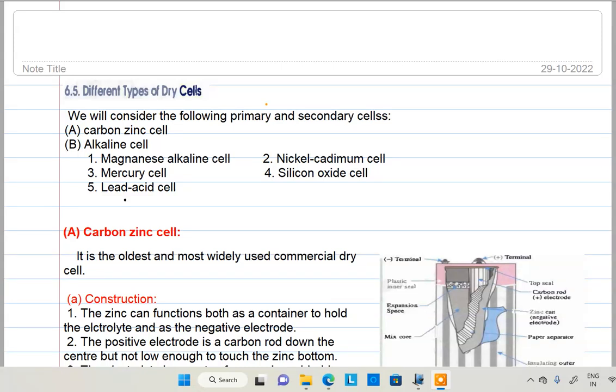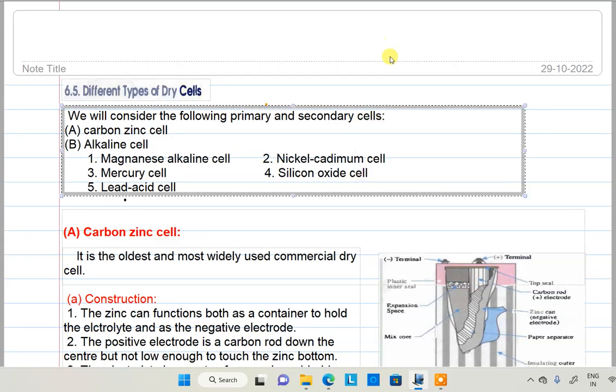Next we are moving to lecture number 2 from energy sources, different types of dry cells. Here, we will consider the following primary and secondary cells. Already in the first part of the video, I explained we have two types of cell, primary cell and secondary cell. A primary cell is not a rechargeable cell, so the chemical reaction is not reversible. A secondary cell is a rechargeable cell, so the chemical reaction is reversible.